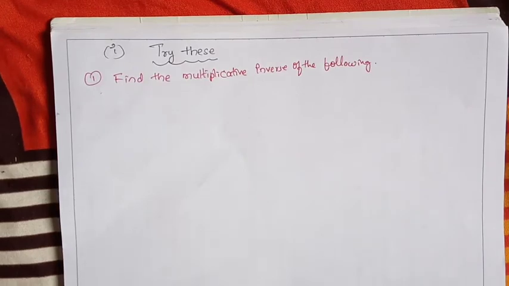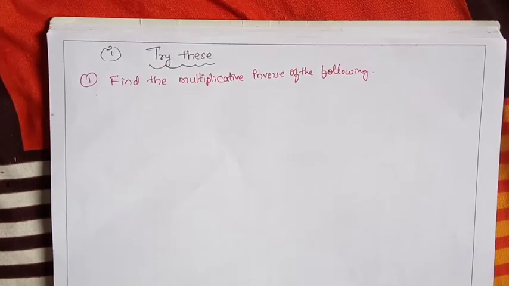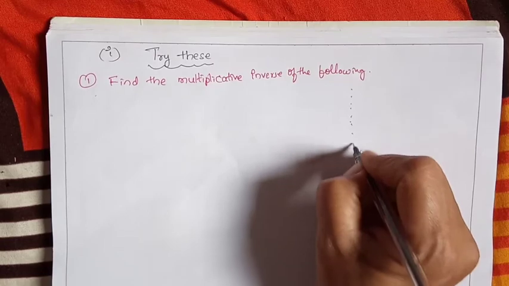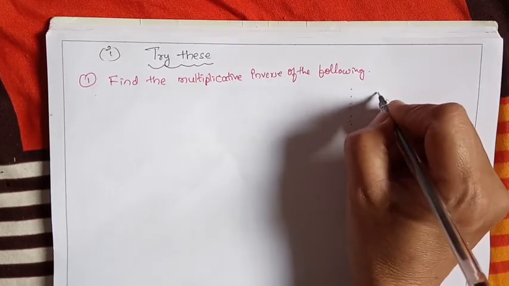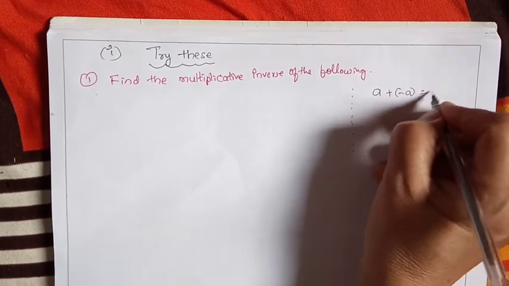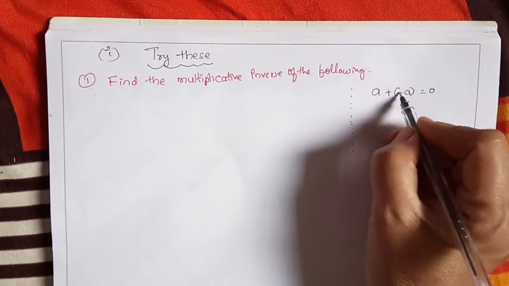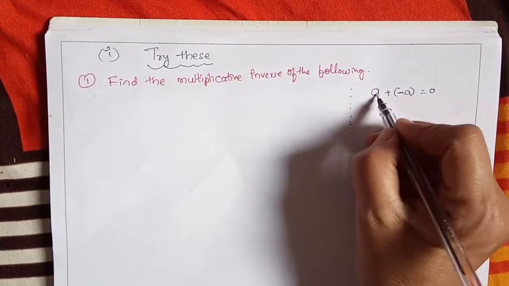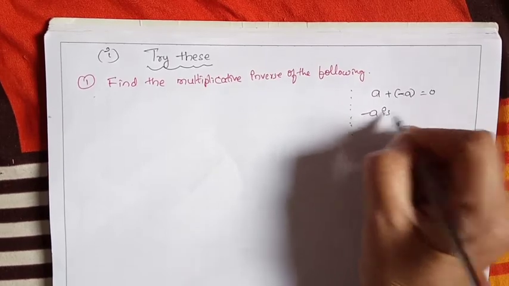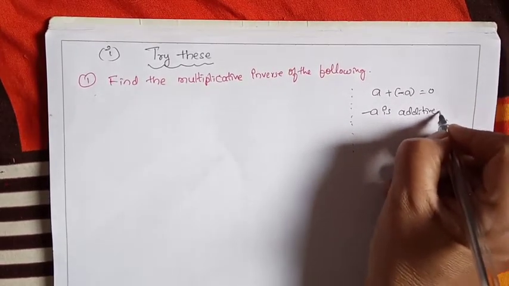Okay, what is multiplicative inverse and additive inverse, children? First I will explain to you. Here on the right side, a plus minus a is equal to 0. Correct? That means minus a is the additive inverse of a. Okay, minus a is the additive inverse of plus a.